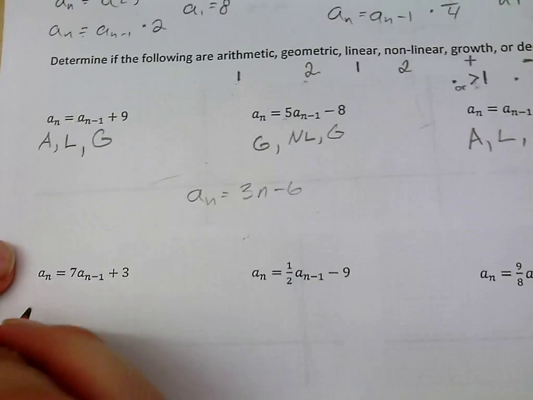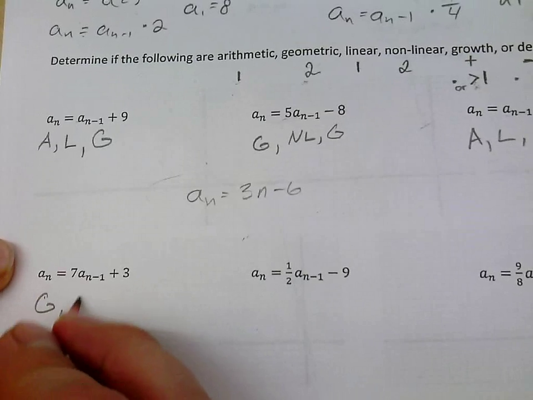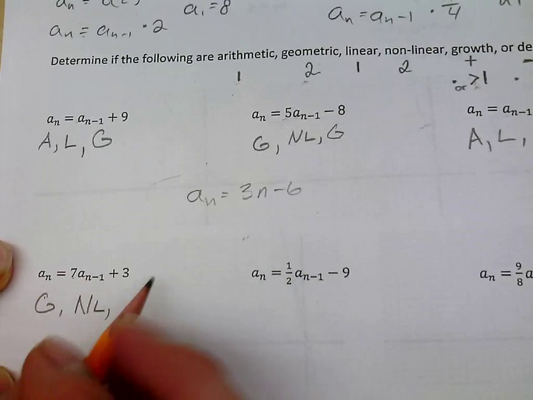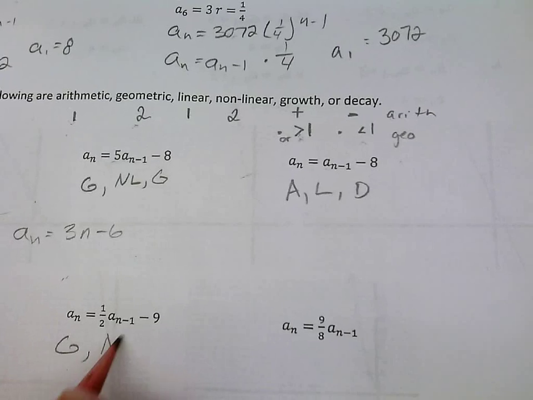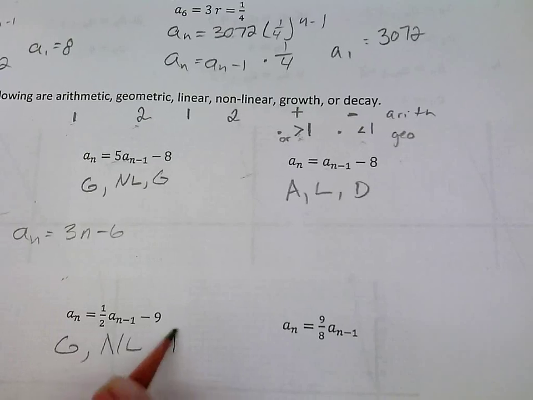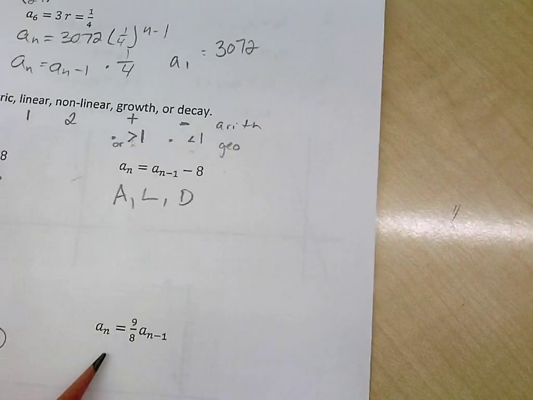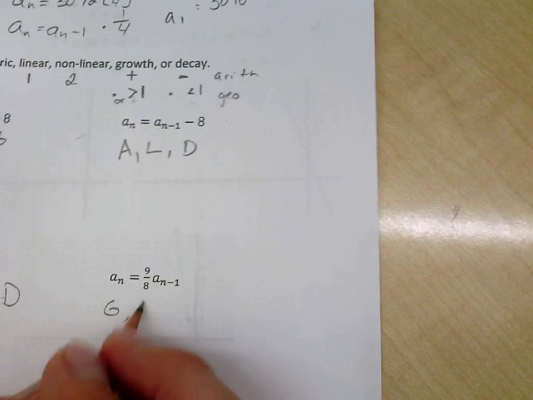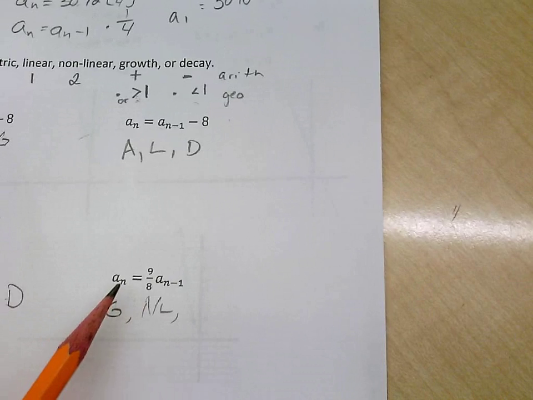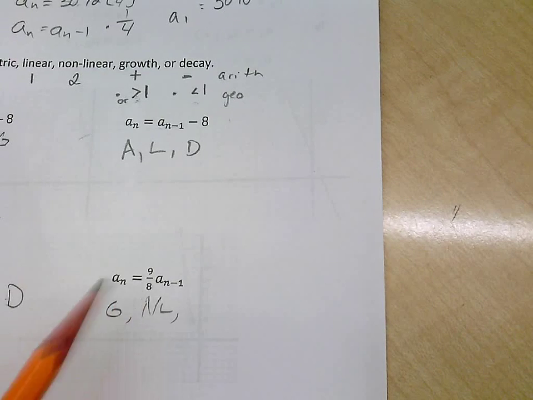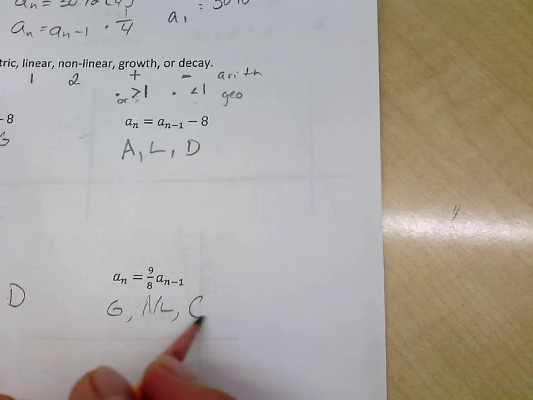This one should be geometric, you're multiplying, nonlinear because it's geometric, and then the number's bigger, so it is growth. Once again, this is going to be geometric, nonlinear. This number is less than 1, so it's a decay. And finally, this is tricky. Growth, nonlinear. Now, if I took 9 divided by 8 in my calculator, would that be bigger than 1 or less than 1? The answer should be bigger than 1, so this is technically a growth.